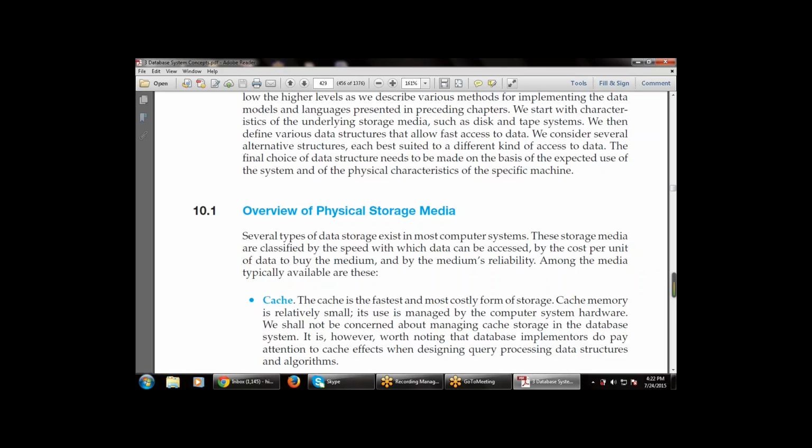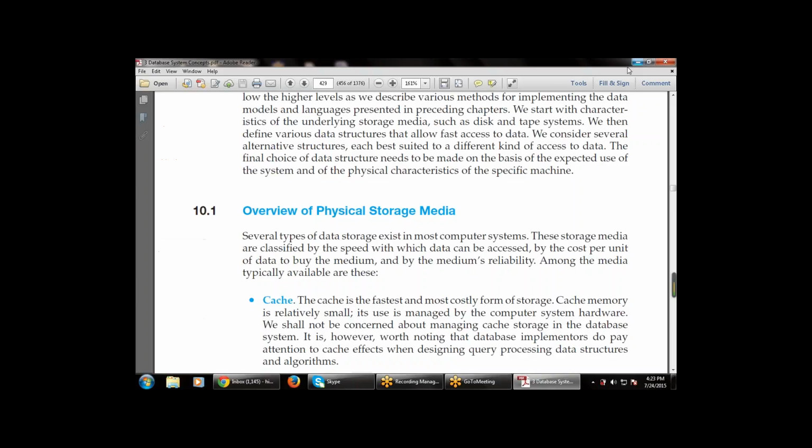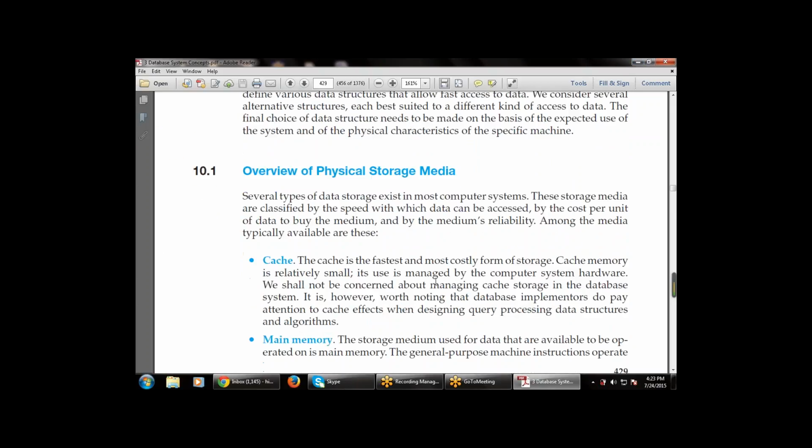That is, what the speed is, what the cost is, and what the medium's reliability is, how we can rely on the data or make the database possible. That is the reliability, cost, and the speed. So on the basis of the physical storage media, it is divided into multiple parts, that is how to store the data in the physical medium.